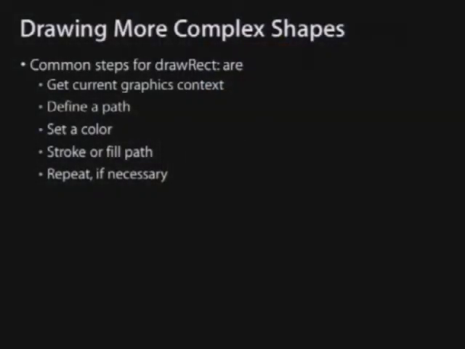So now, how do we draw some more complex shapes? This is always the way you're going to do it. You're going to get the current graphics context. You're going to define your path. The path is like if you have a pencil in your hand and you drop the pencil and make a bunch of motions, that's your path. You can even lift up your pencil and then drop it somewhere else and make some more motions, and all that's contained inside of a path. So you set a color, then you can either stroke or fill that path and repeat ad nauseam.